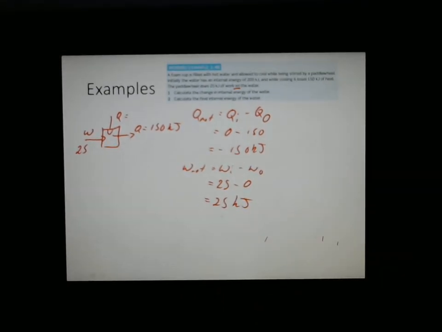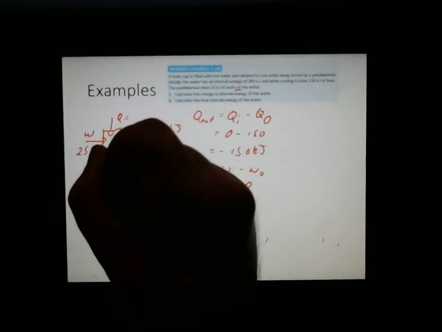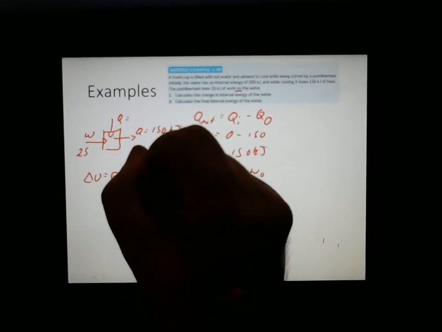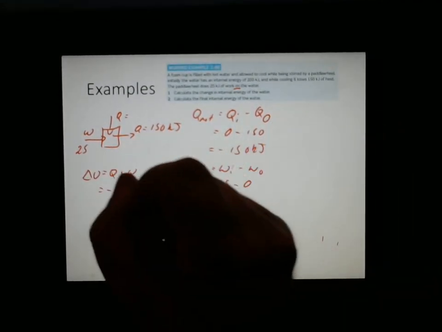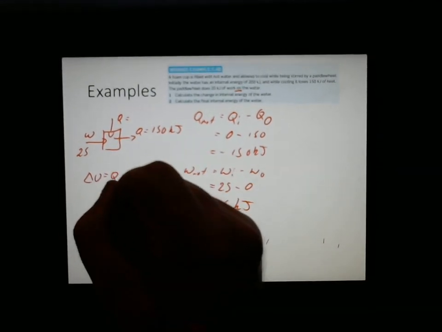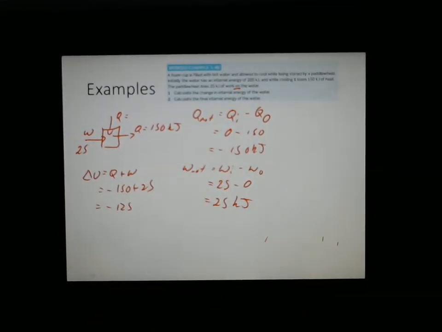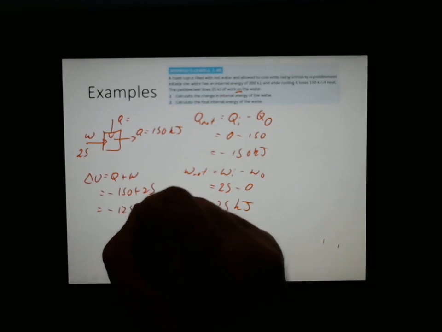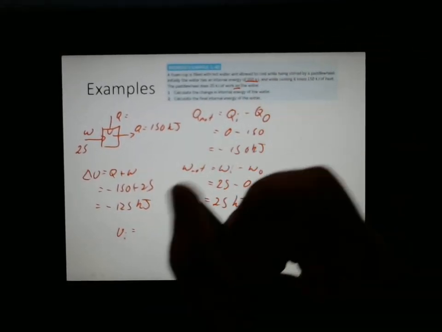So if we think about our formula there, our change in internal energy equals our Q plus our W. Well, our Q we just worked out as being negative 150, and our W is 25. So that means the change in internal energy was negative 125 kilojoules. Okay, now the last thing it's asked, well, what's the final? To get the final means we need to know what we start with, and what we take away or add to it. So our initial, according to the question, was 200 kilojoules.